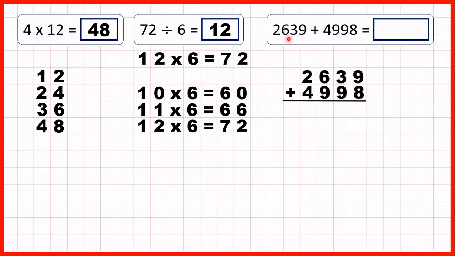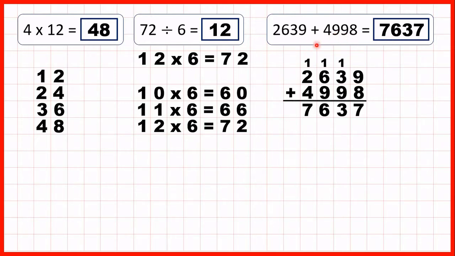Now, 2,639 plus 4,998. We can set this out as a column addition. 9 plus 8 is 17, so 1, 7. 1 plus 3 plus 9 is 13, so 1, 3. 1 plus 6 plus 9 is 16, so 1, 6. And 1 plus 2 plus 4 is 7. So our answer is 7,637.